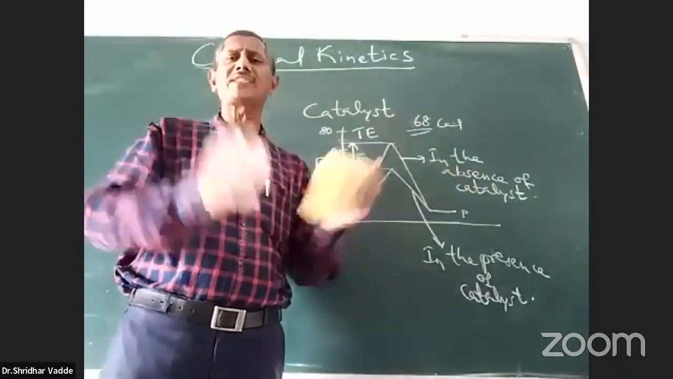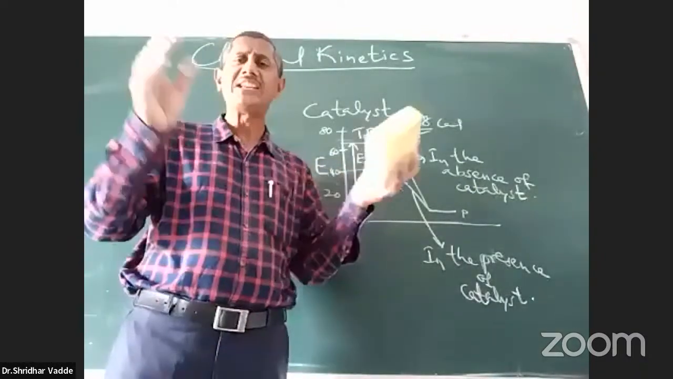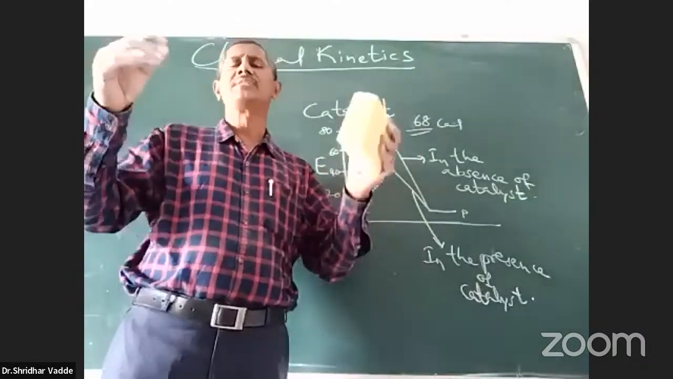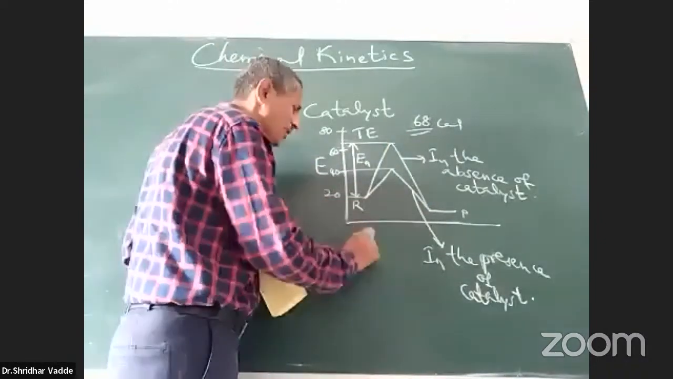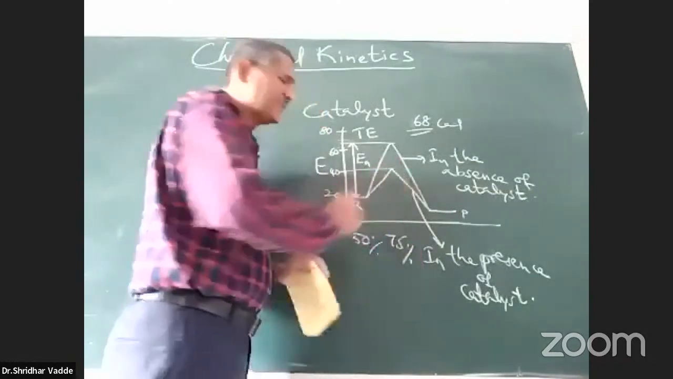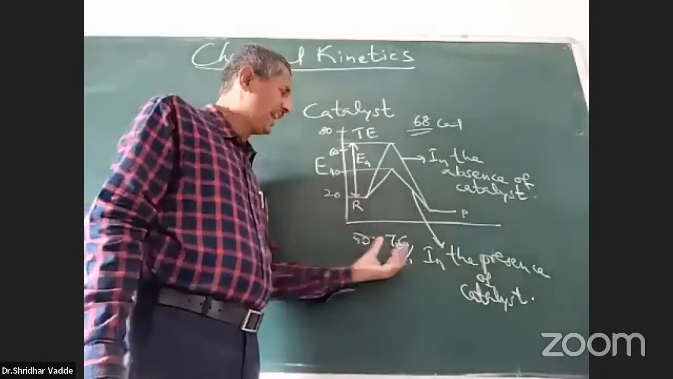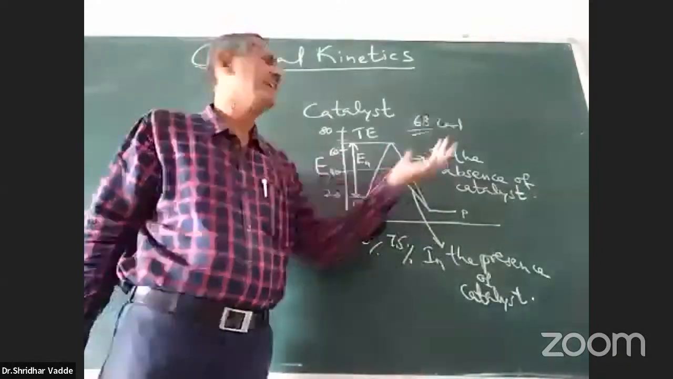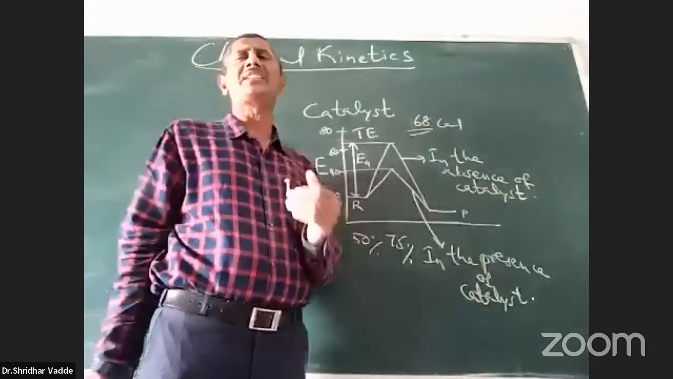So, for example, in our classroom, the number of students who have distinction is less when compared to the number of students who have second class. Second class means the students who have 50% marks. Distinction means who have some 75% marks. So the number of students who have 50% is more than that of 75%. Therefore, the rate of reaction is more in the presence of catalyst. Why? Because it is decreasing the activation energy.